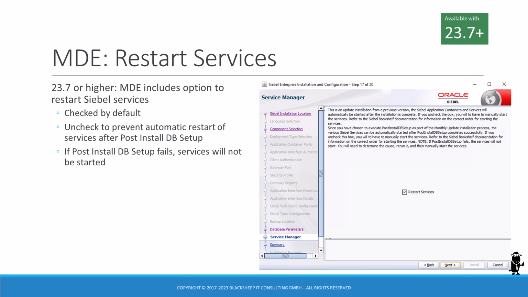With 23.7 and higher, the MDE has a new parameter in the form of a Restart Services flag. This flag is set to true by default, but can be set to false in the GUI or response file. When the flag is set to true, the installer will wait patiently for post-install database update to finish successfully before attempting the restart. When the flag is set to false, services will remain shut down until started manually.